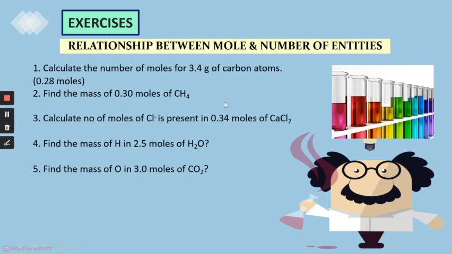So question number 1, calculate the number of mole for 3.4 gram of carbon. Using the formula, number of mole equals mass over molar mass. For this question, given the mass of the carbon, the molar mass should be given. So 3.4 gram divided by the molar mass of carbon, then you'll get the answer 0.28.